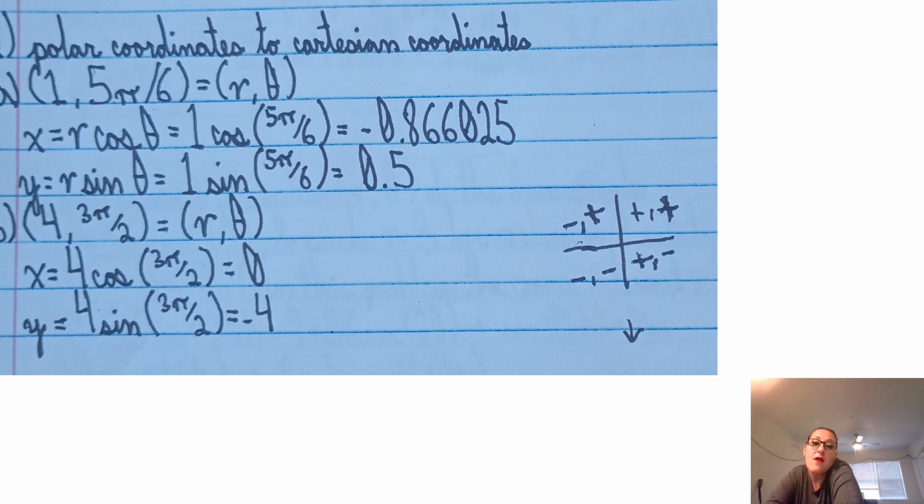(4, 3 pi over 2) equals (r, theta). x equals 4 cosine 3 pi over 2 equals 0. And y equals 4 sine 3 pi over 2 equals negative 4. Over here, we see our coordinates. In quadrant 1, we have positive, positive; quadrant 2, negative, positive; quadrant 3, negative, negative; and quadrant 4, positive, negative.